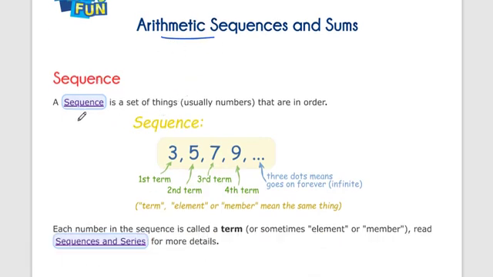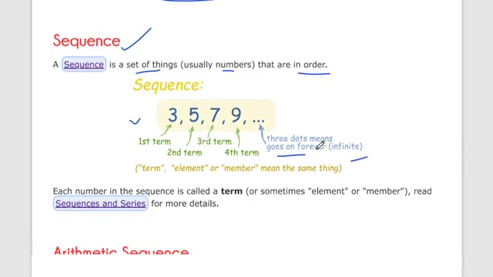First of all, we already know what a sequence is. A sequence is a set of things, usually numbers, that are in order. In 3, 5, 7, 9, 3 is called the first term, then the second term, third term. And the 3 dots mean it goes on forever, an infinite series.